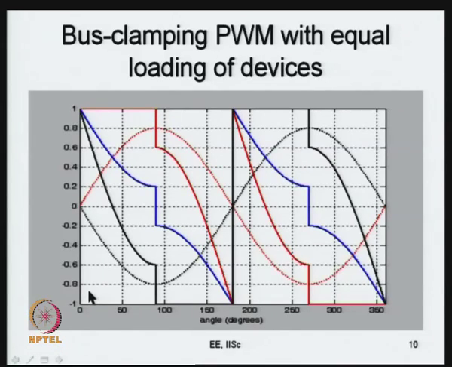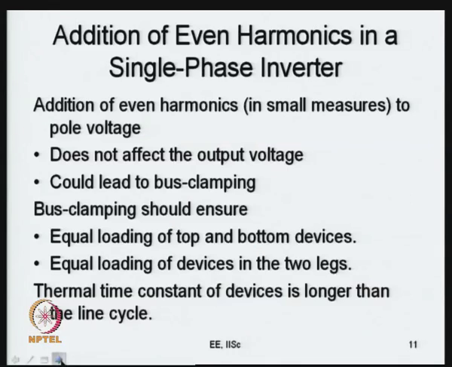So, this is bus clamping. Now, what we are going to do is, this even harmonic injection has its counterpart, third harmonic injection, in the 3-phase case, which is what we are going to review and take to a slightly greater extent, and we are going to look at bus clamping methods for the 3-phase inverter today now. So, we made certain conclusions out of the addition of even harmonics here, which is there for you to see. You add even harmonics in small measures to the pole voltage, it does not affect the output voltage, and it could lead to bus clamping.